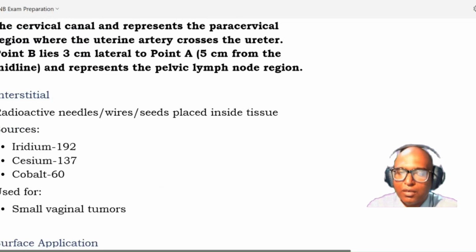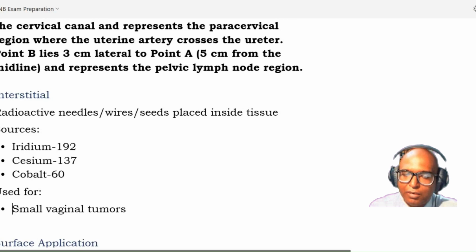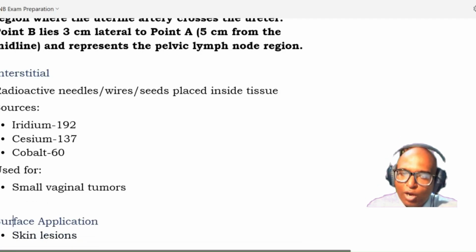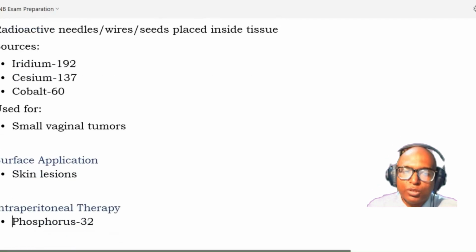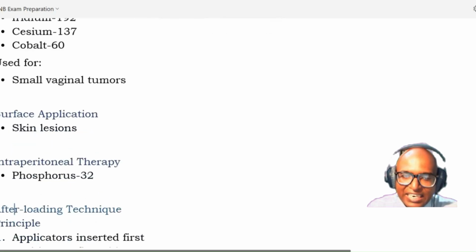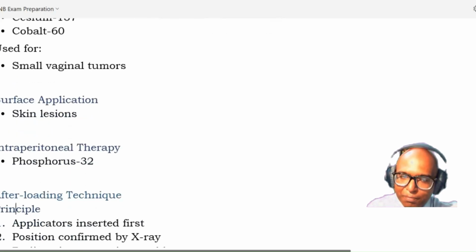Now, that is the intracavitary brachytherapy we have seen. Then another type is the interstitial brachytherapy, where the radioactive needles or wires or seeds are placed inside the tissue. The sources which are used are iridium 192, cesium 137, cobalt 60, and this is used for small vaginal tumors. Okay. So surface application is done for skin lesions. Then you have intraperitoneal therapy, that is phosphorus 32. So these are all types of brachytherapy.